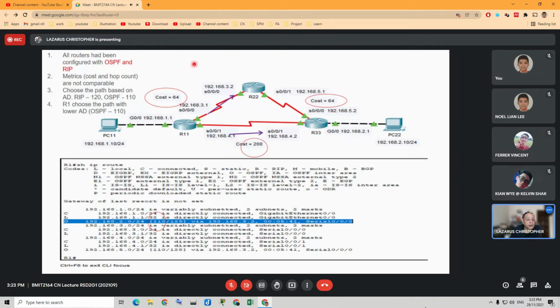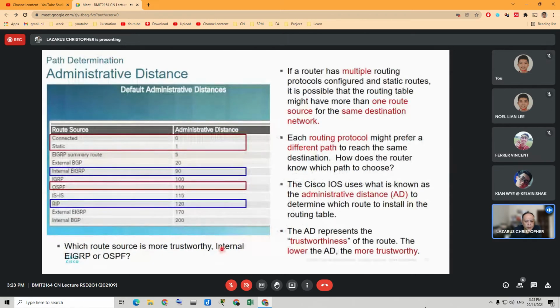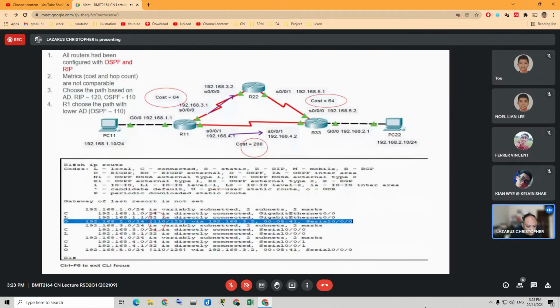Right. RIP is 120. Therefore, it loses out to OSPF. The 129, is it the highest number? I think the highest number is this one, right? Based on this list. Wait, what do you get 129 from?